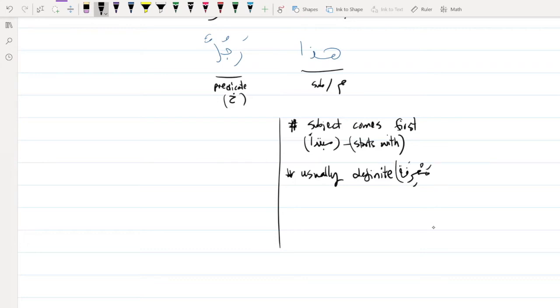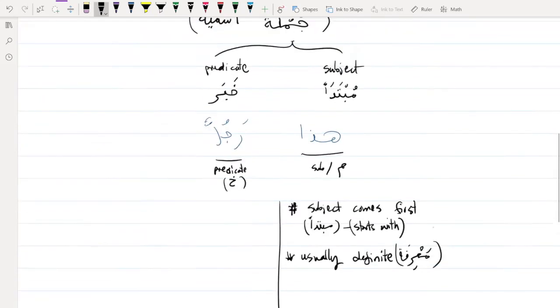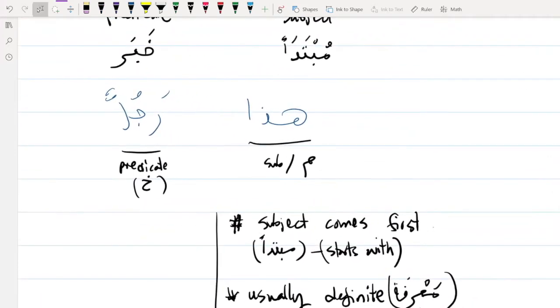Ma'rifa is definite. So usually it will be definite. Both of them are usually. This one is also not 100%. You can have the subject come later. But I don't want you guys to think in any other way right now. You just need to focus on the basic rules. So the first thing is that the subject comes in the beginning, and it is usually definite. Let's just look at these two traits or characteristics.